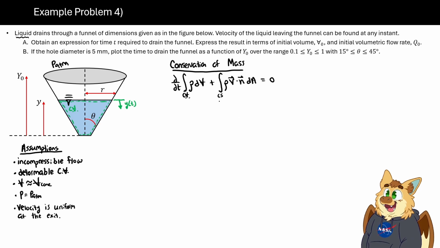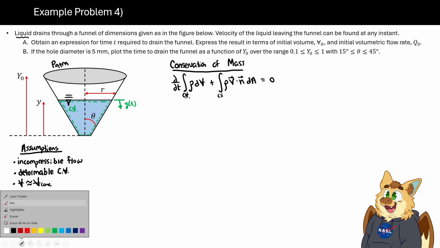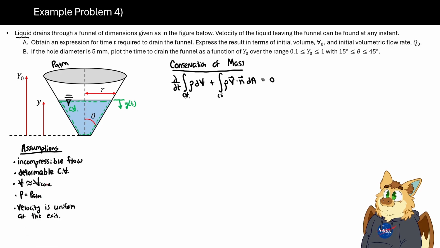Okay, so let's just start crossing out a couple things based on our assumptions. So we have incompressible flow, so we can knock out density. We have a deformable control volume, so unfortunately we can't do anything with this unsteady term here. And the rest of our assumptions don't really have any impact immediately on this kind of baseline form of conservation of mass. So that's pretty much our starting point. Now, when I rewrite this, first I'll rewrite the volume term here.